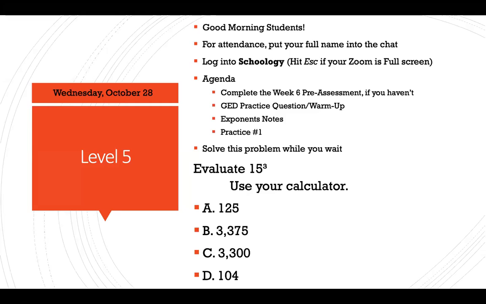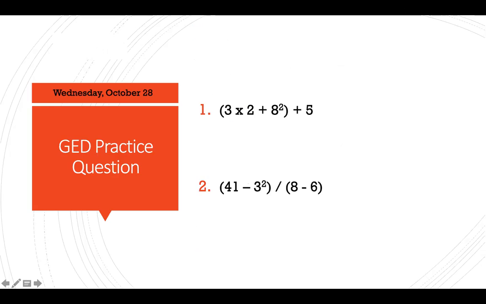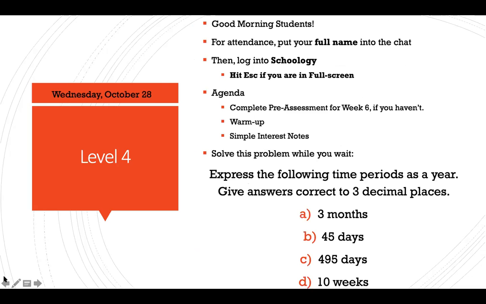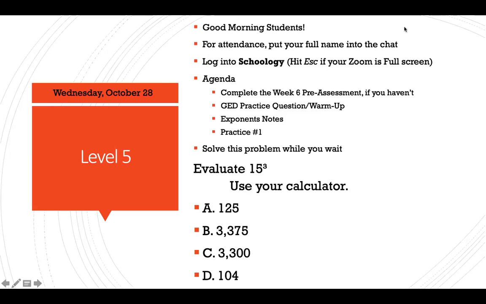All right, so 15 cubed. I see that some of you have already answered it, but if we're using our calculator to figure out 15 cubed, we just need to punch it into our calculator as 15 caret 3, and we're going to get 3,375, which of course is letter B. Sorry, going a little too fast there. I noticed that you all got it right.